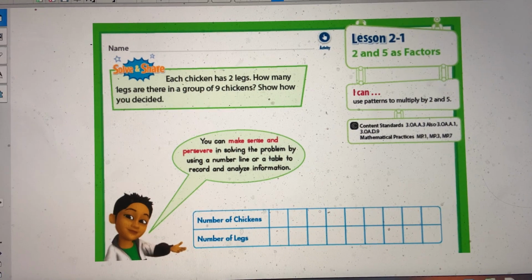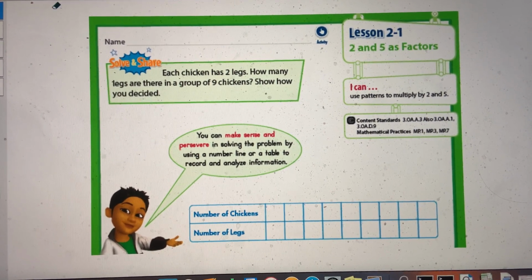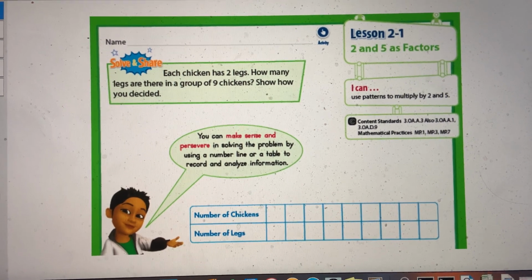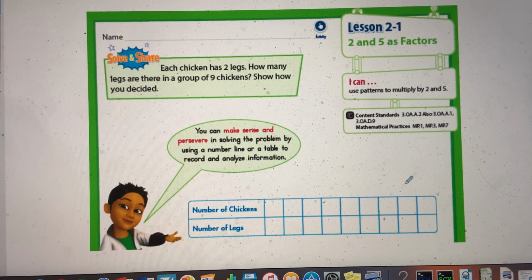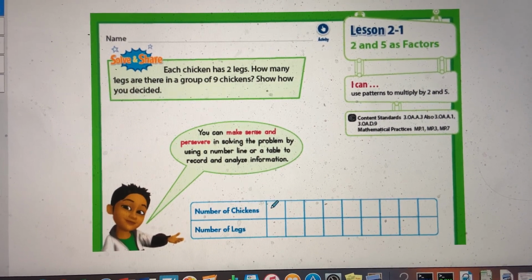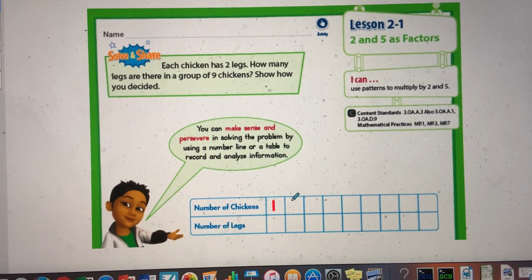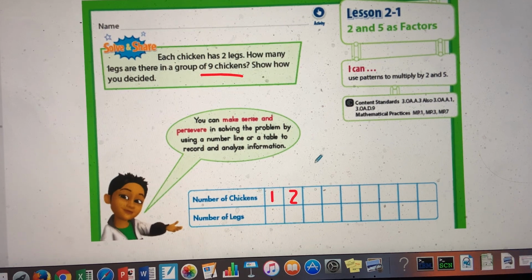So our solve and share. Each chicken has 2 legs. How many legs are in 9 groups of chickens? Show how you decided. Well, first, when it says the number of chickens here, we know it's going to go up to 9, it said. All right, we know that from the group of 9 chickens.